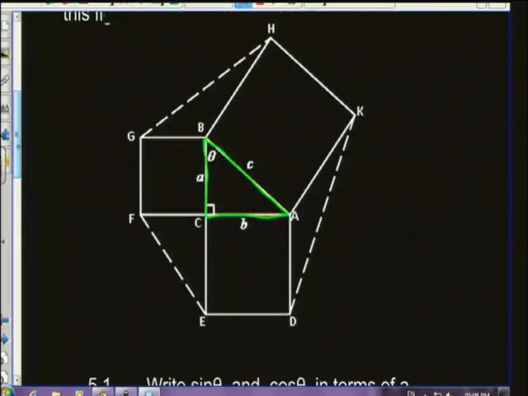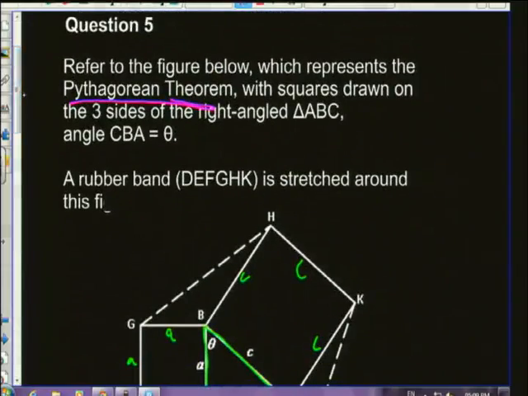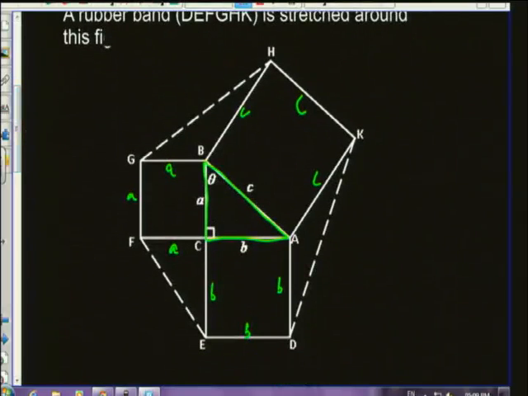Now, if these are squares, it means that we have C here, so the sides are the same. Here we've got A, and in this square, we've got B. We're just analyzing the information that's given to us. The angle CBA equals theta. CBA, this is the angle they're talking about.